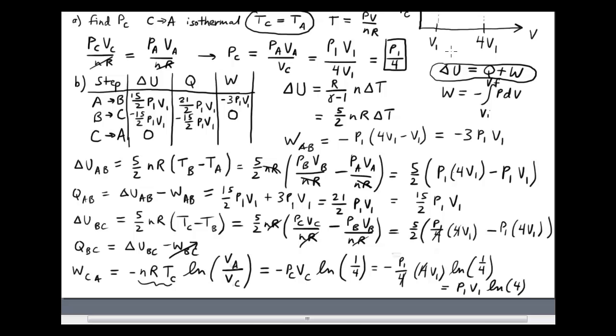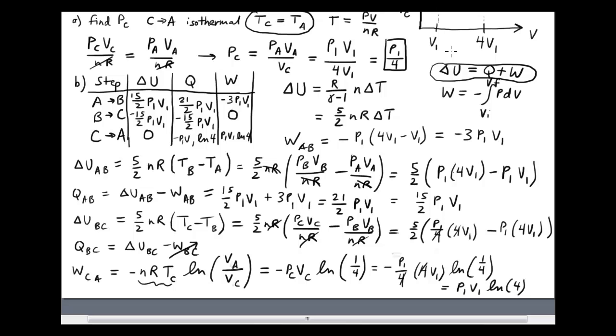And I won't plug the numbers in, I'll just leave it like that. So this is work Ca. Work Ca then is P1 V1 ln of 4. Sorry about that, it's kind of small, but you get the idea. And look, we can already just write down Q, because we know Q plus W is delta U, and for this isothermal process, delta U is 0. So Q is equal to minus W, so this becomes minus P1 V1 natural log of 4.